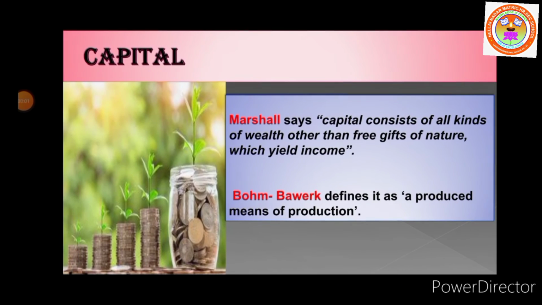Next, let us see capital. Capital is the financial asset of a business. Capital includes all kinds of goods that are used for further production of more goods, like machines, tools, factory buildings, transport equipment. Marshall says capital consists of all kinds of wealth other than free gifts of nature which yield income. Bloomberg defines it as a produced means of production.